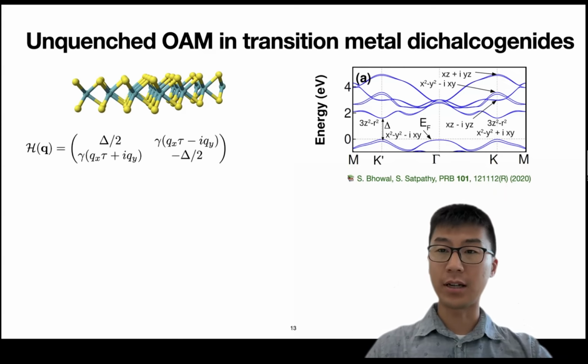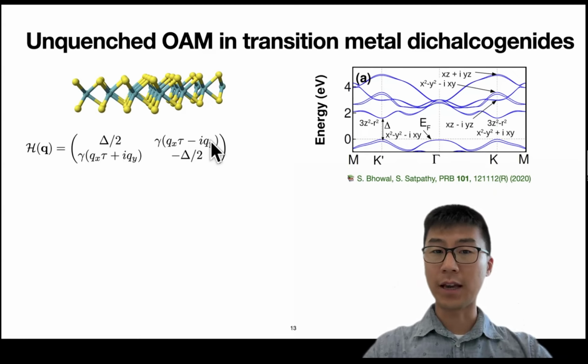And the effective Hamiltonian of this material is written as a gapped Dirac model. And q is the momentum measured from K or K prime, and tau is plus minus 1. That is basically the index for the K or K prime valley.